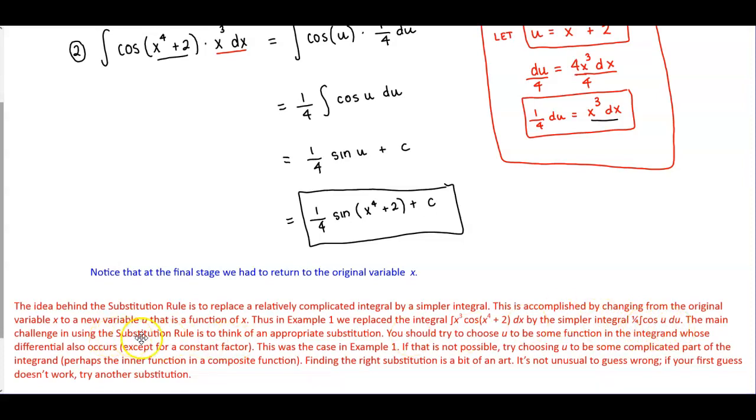The main challenge in using the substitution rule is to think of an appropriate substitution. You should try to choose u to be some function in the integrand whose differential also occurs, except for a constant factor. This was the case in example 1. If that is not possible, then try choosing u to be some complicated part of the integrand, perhaps the inner function in a composite function. Finding the right substitution is a bit of an art. It's not unusual to guess wrong. If your first guess doesn't work, then you try another substitution.